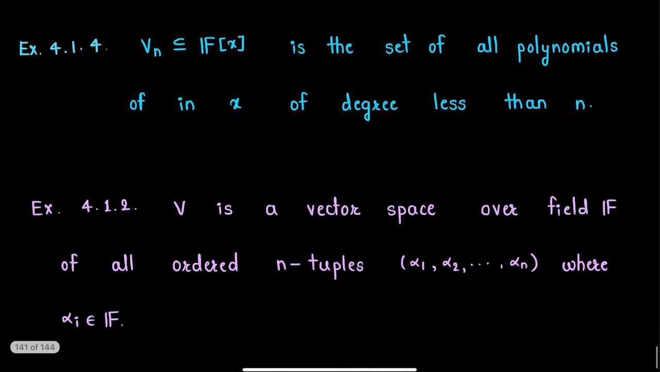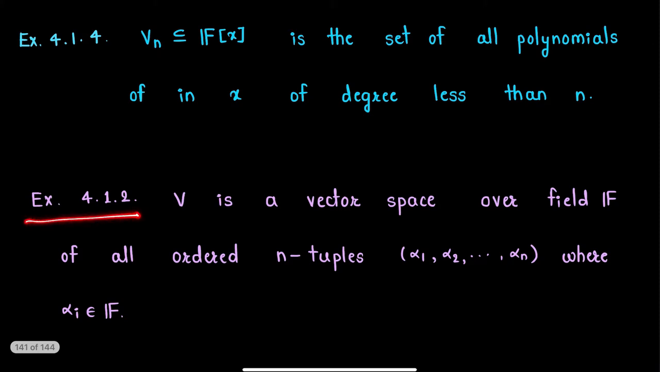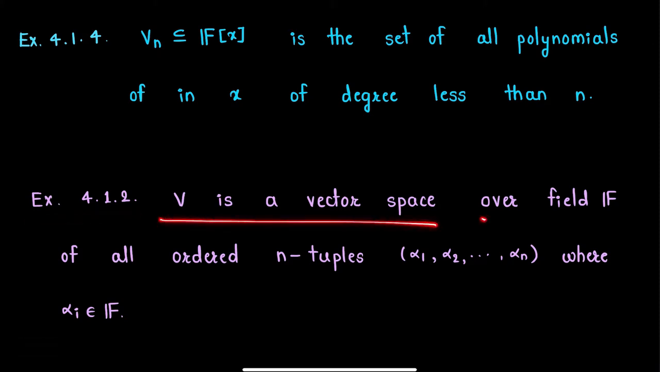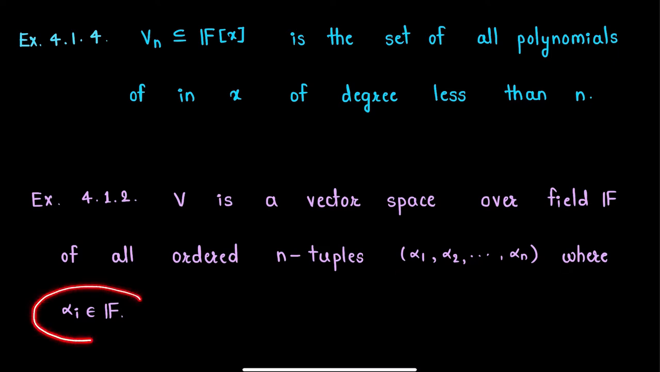And example 4.1.2 is: V is the vector space over field F of all ordered n-tuples (alpha 1, alpha 2, and so on up to alpha n), where each alpha i comes from field F, that is, each alpha i is a scalar, and V is the vector space consisting of all ordered n-tuples of this kind. Now here we want to show that vector space V and vector space Vn are isomorphic.